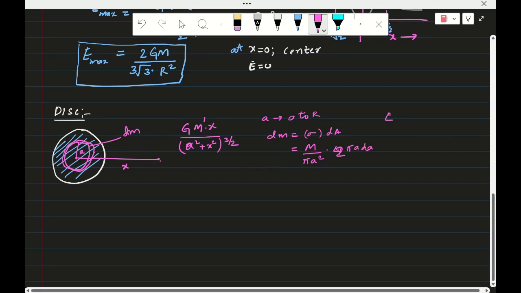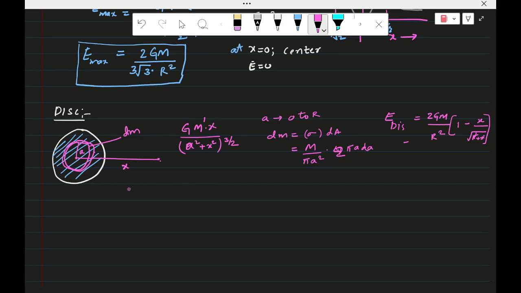And we get the final formula: E due to the disk is equal to 2 gm by r square into (1 minus x by root over (r square plus x square)). This is the field due to the disk. So suppose this R value is infinite.